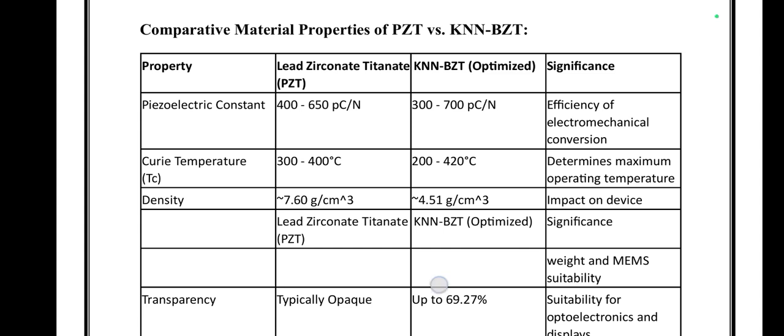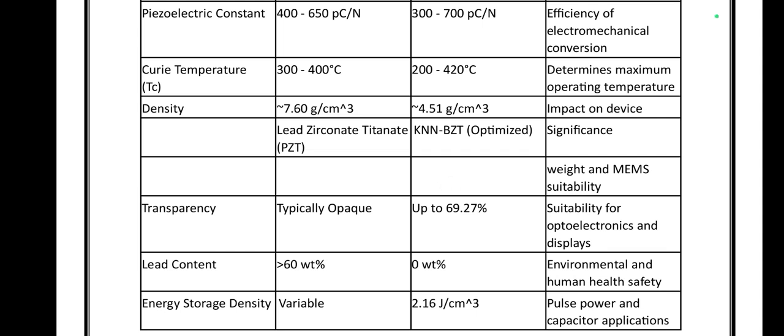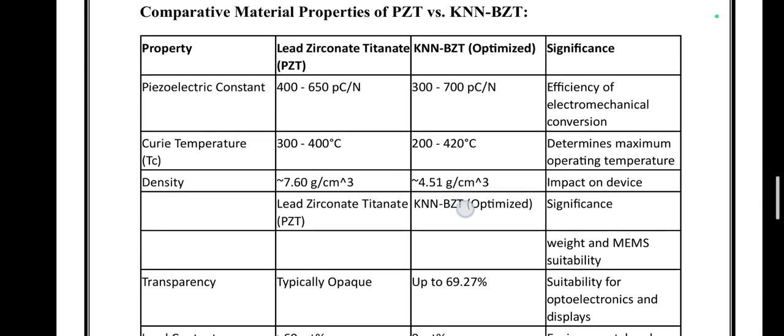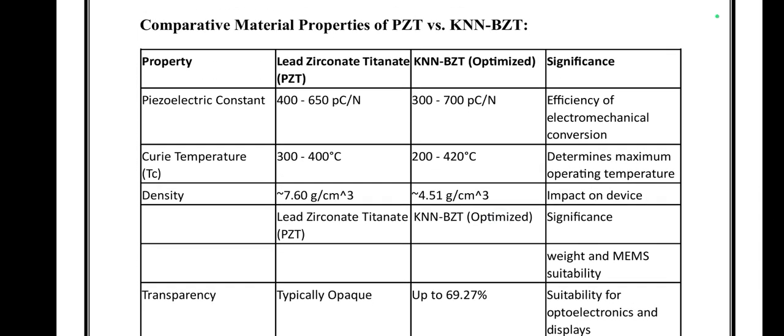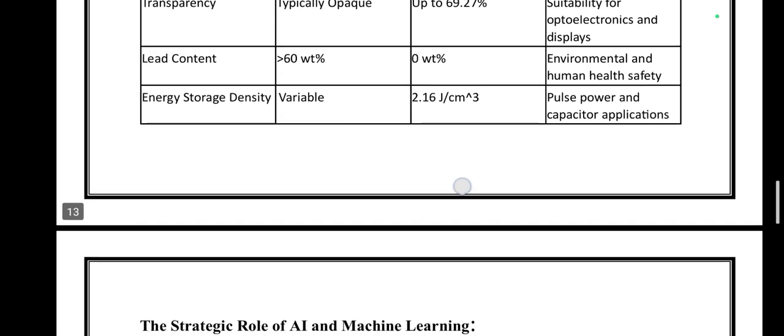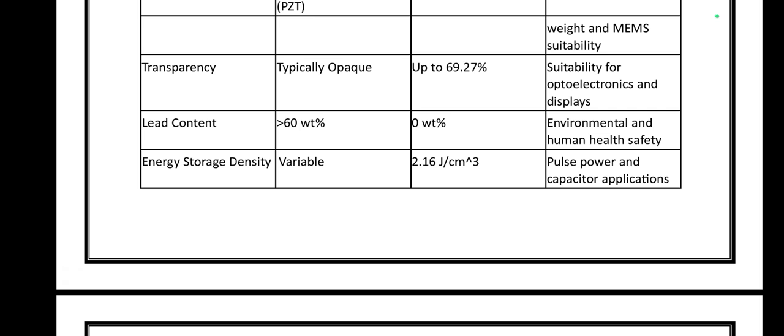Other properties like Curie temperature, density, transparency, and lead content: in case of lead zirconate titanate it is 60% by weight, and in case of KNN-BCT material it's 0% by weight. So environmental and human health safety is linked to KNN-BCT. Energy storage density is variable in case of PZT, and in case of KNN-BCT 2.16, and it is involved in capacitor applications like pulse power and use of this material in capacitors.